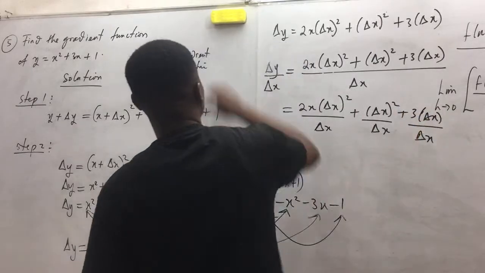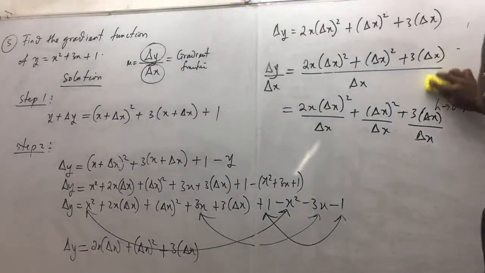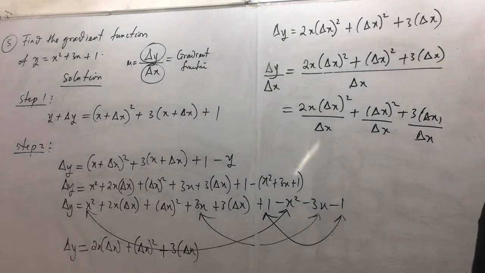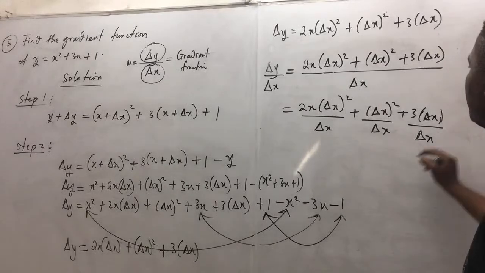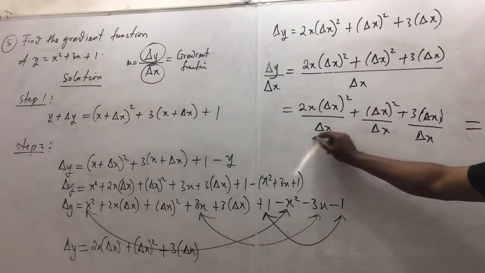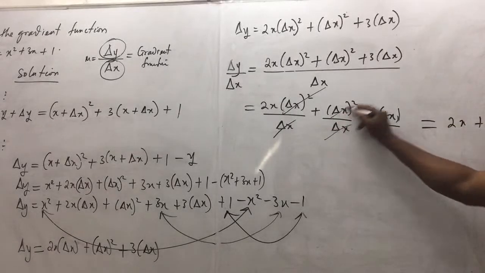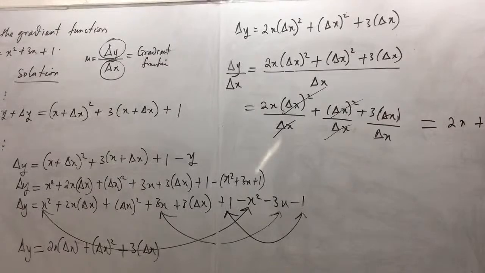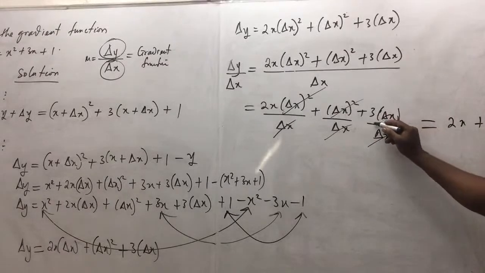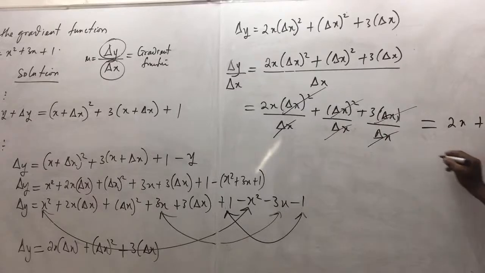Okay? So if you divide each of them, let me quickly clean this off. If you divide each of them by change in x, you are going to have this. And the final result, change in x will cancel one of the change in x in change in x squared, and I'll be having 2x, plus change in x will cancel one of these, and you'll be having change in x, plus change in x will cancel this, and you'll be having 3. So your problem reduces to 2x plus 3 plus change in x.